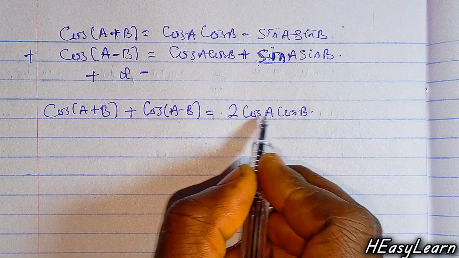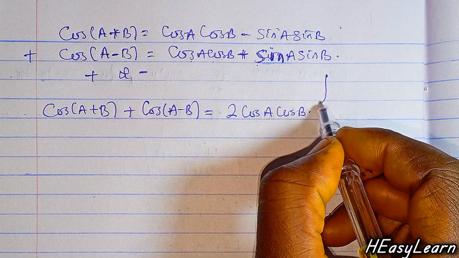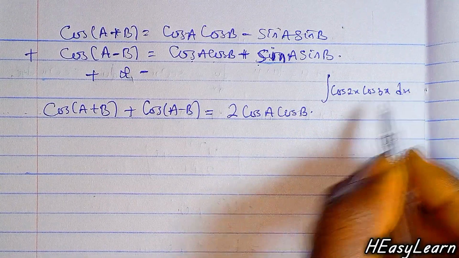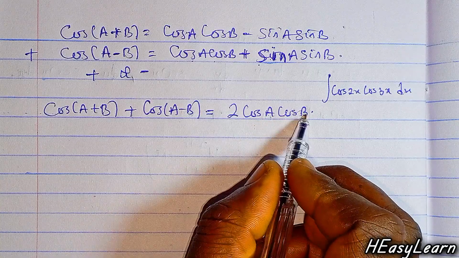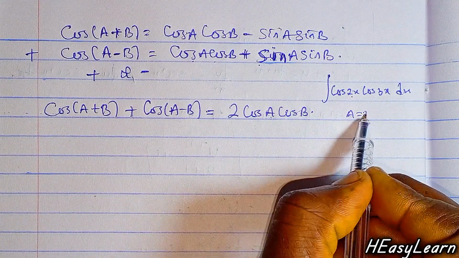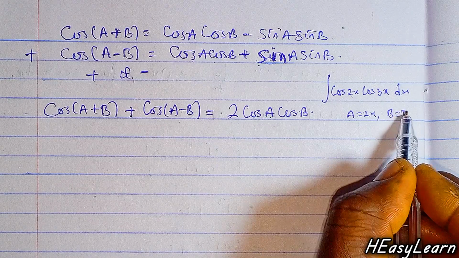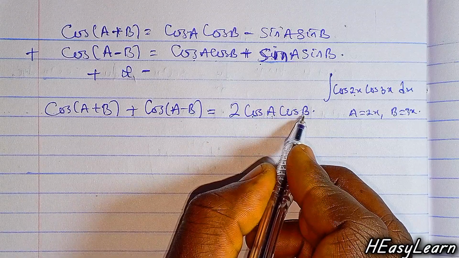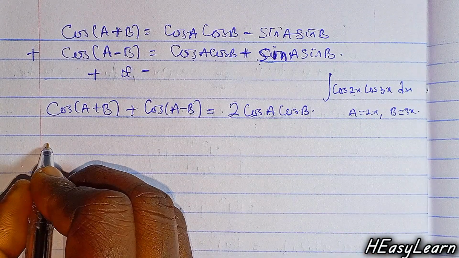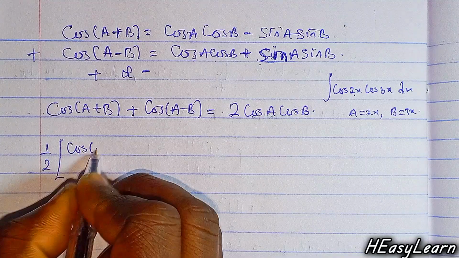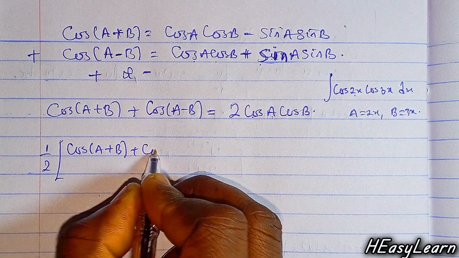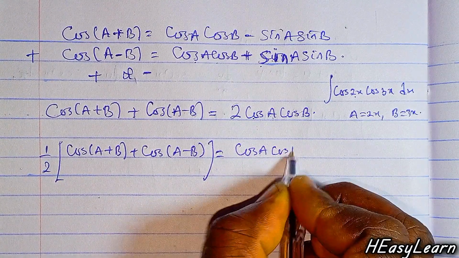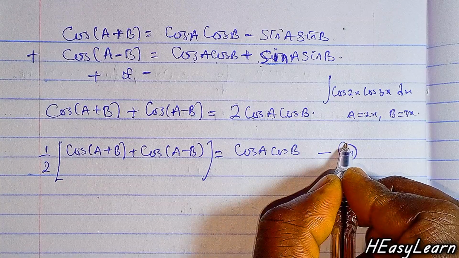So the aim is to have cos A cos B, because if you are asked to integrate cos 2x cos 3x dx, it's going to be of the form cos A cos B, where the A here is going to be 2x and the B here is going to be 3x. So the aim is to have cos A cos B, not 2 cos A cos B. So this is going to be 1 over 2 cos(A plus B) plus cos(A minus B) equals cos A cos B. Name this star 1.